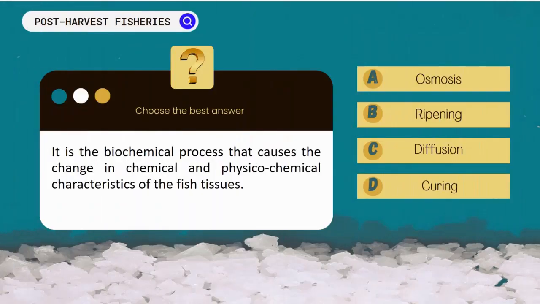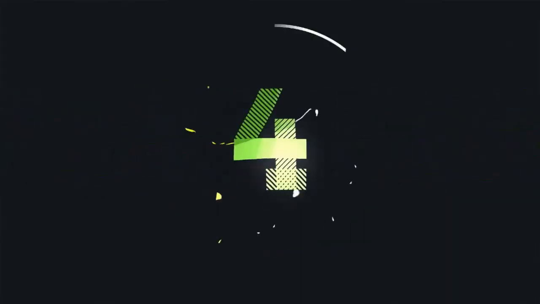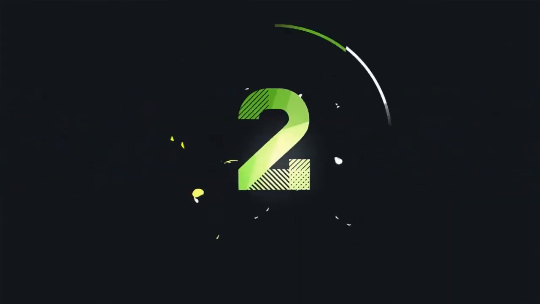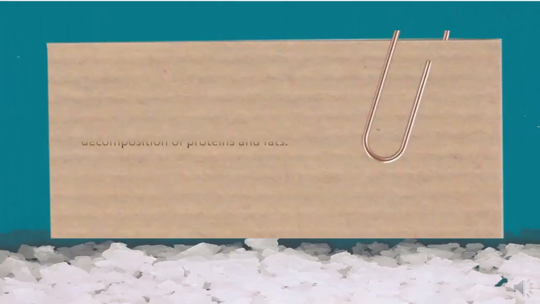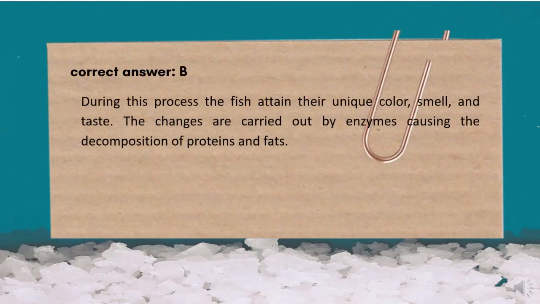Blank is the biochemical process that causes the change in chemical and physicochemical characteristics of the fish tissues. A. Osmosis. B. Ripening. C. Diffusion. D. Curing. The correct answer is B. During this process, the fish attain their unique color, smell, and taste. The changes are carried out by enzymes causing the decomposition of proteins and fats.